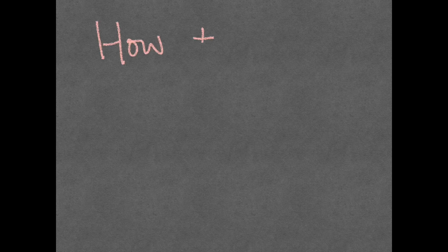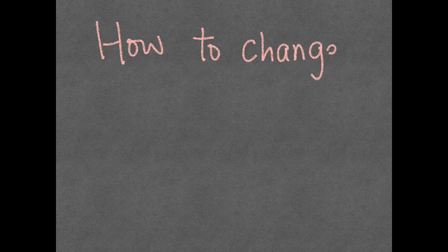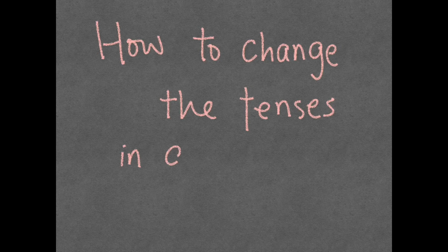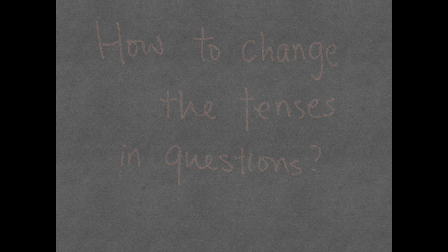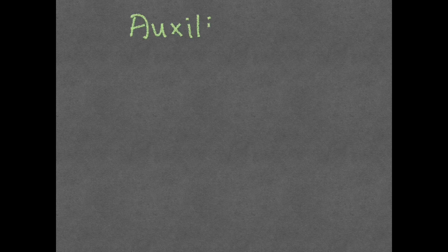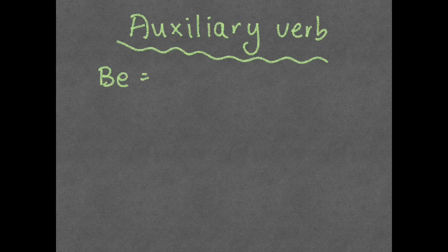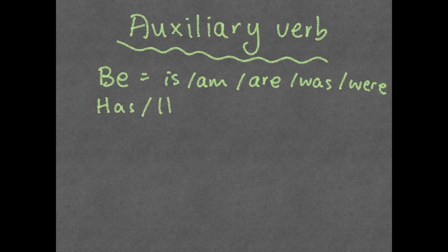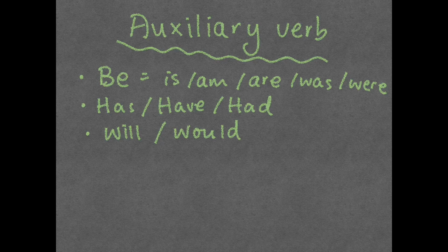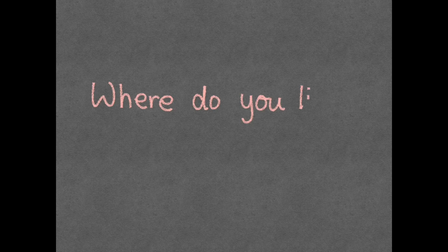Now I'm going to tell you something extra. Just now when I mentioned auxiliary verbs, I said they are verbs to change the tenses and time, right? So now I'm going to talk about how to change the tenses in a question. Whenever we want to change the tenses in a question, we need to look at the auxiliary verb. Be, which are is, am, are, was, were, has, have, had, and will, would, okay? So you just first form the question, like what I've just told you. Follow the structure and form a question first.